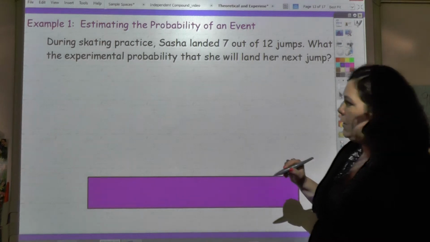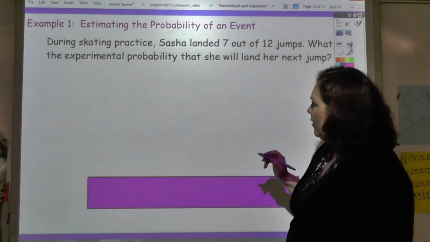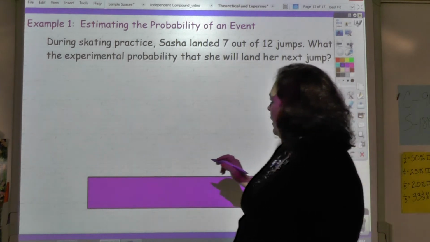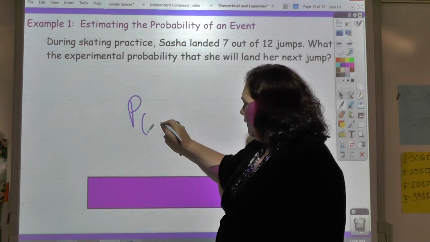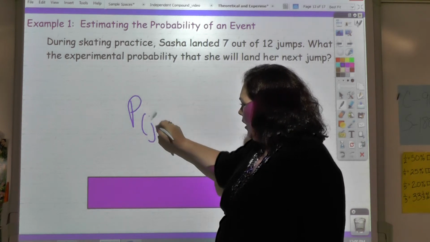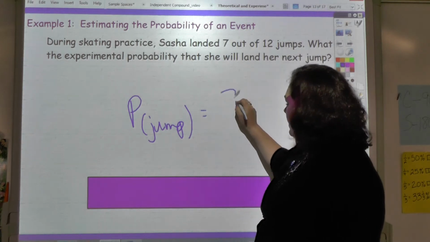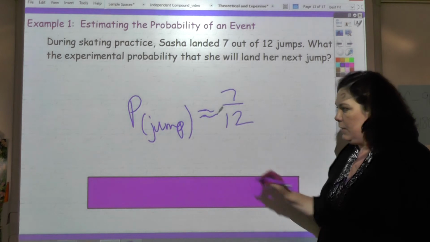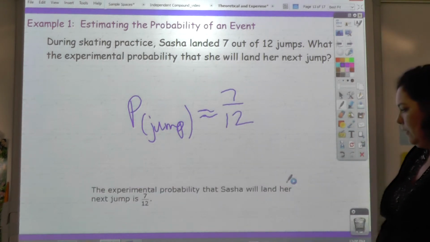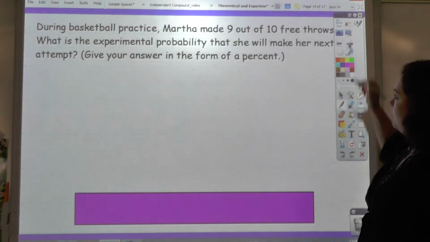Okay, so during skating practice, Sasha lands 7 out of 12 jumps. What's the experimental probability that she will land her next jump? So it's the probability of a jump, and what she's used to is 7 out of 12. So if that were to continue, that's what the experimental probability would be. It would be 7 out of 12.